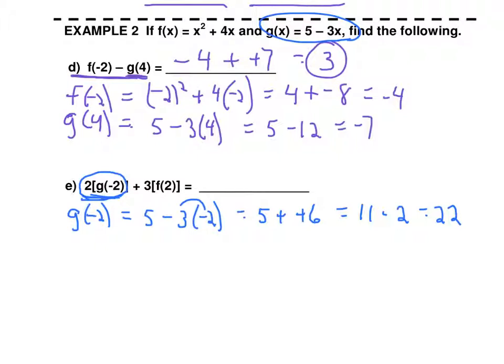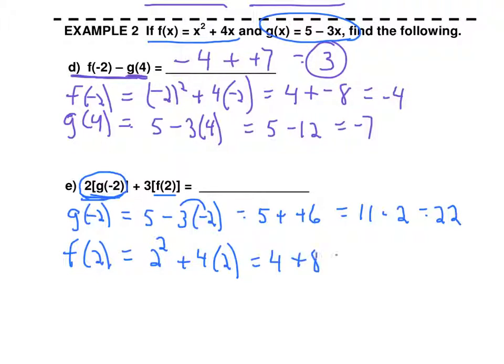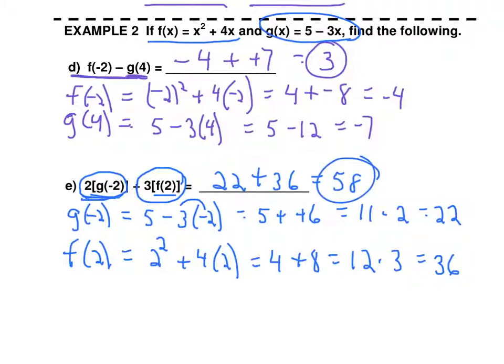All right, then I'm going to work on the f of 2. So I have f of a positive 2, and that function is here. So I do 2 squared plus 4 times 2. 2 squared is 4. 2 times 4 is 8, so I get 12. Then this says here to multiply that answer times 3. So 3 times 12 is 36. And then I have to add these together because of this plus sign. So I'm going to take 22 and add 36 to it, and I should get 58. And that would be my answer.